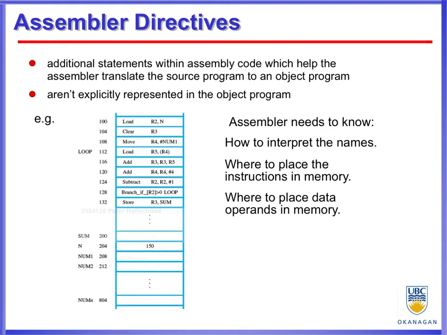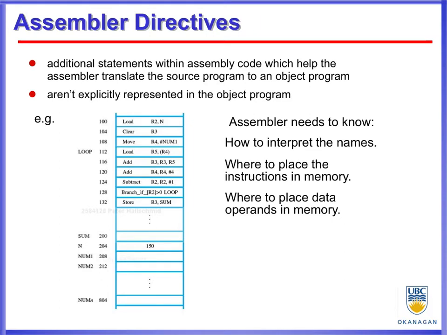Let's talk about what we call assembler directives now. These are additional statements that you put into your code, and they help the assembler figure out what to do with your code. These directives themselves don't actually show up in the object program. They're just used by the assembler to help it figure out what the object program should look like.